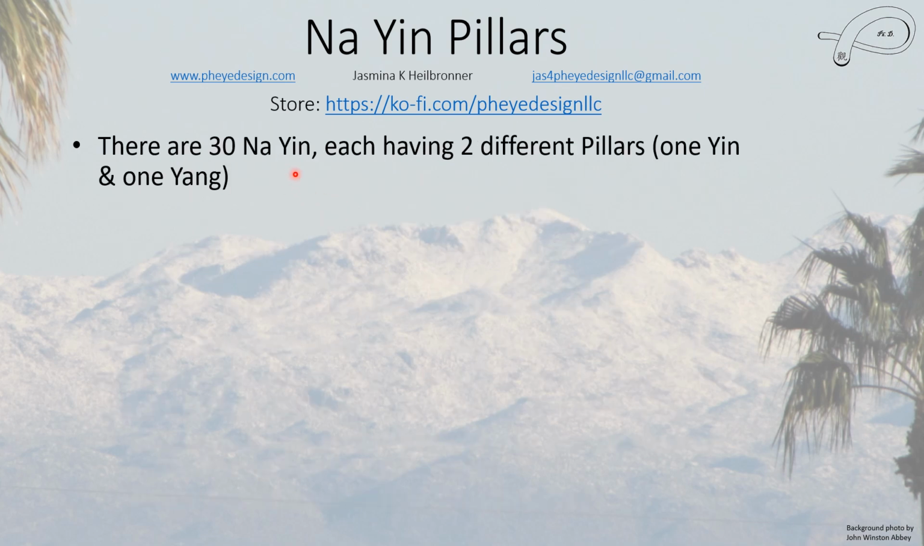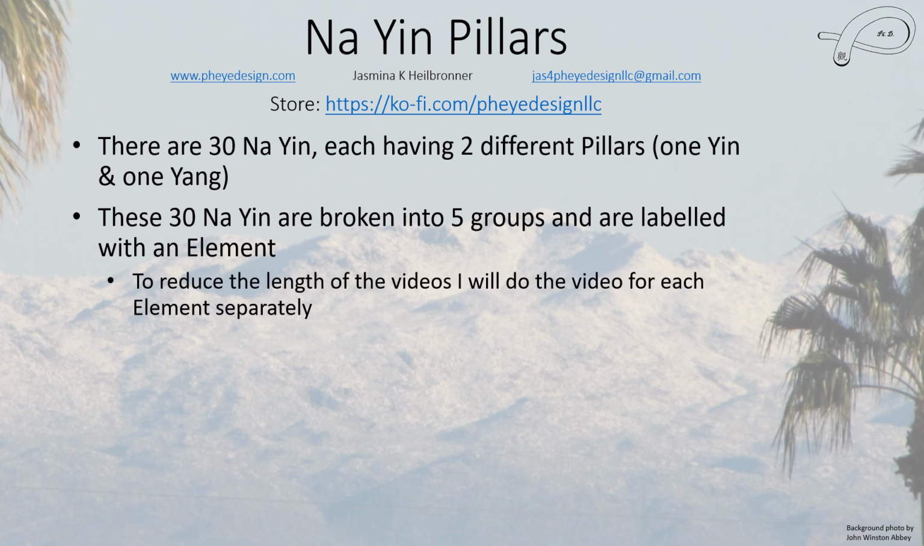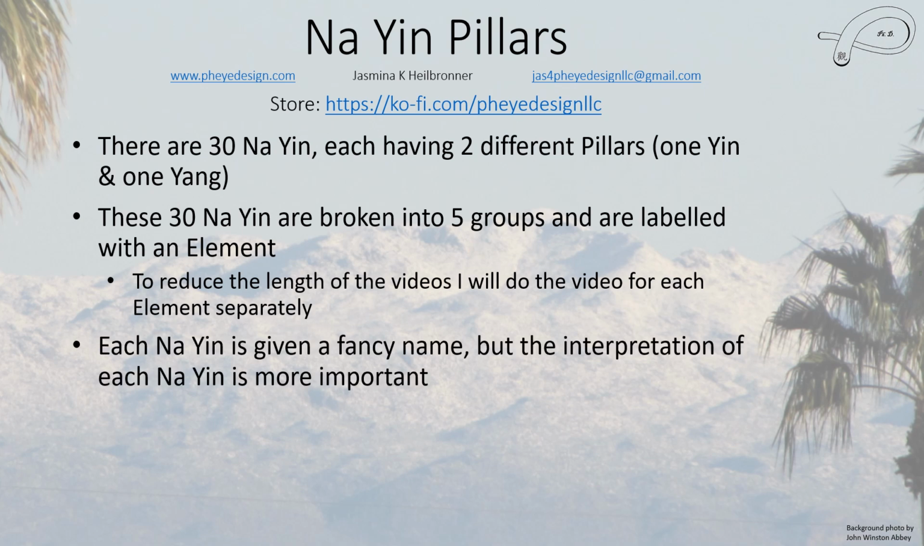So there are 30 Na Yin, each having 2 different pillars. One will be Yin, one will be Yang, and there's a very clear order to it. These 30 Na Yin are broken into 5 groups and are labeled with an element. And I'm going to introduce different videos. I'll go through one by one each of the 5 groups, because otherwise it would be tremendously long. And each of the Na Yin is given a fancy name, but that's only to identify it. It doesn't really have any meaning. But the interpretation of each Na Yin is much more important. So you just look at the interpretation and just say, okay, it's a nice fancy name. That's nice.